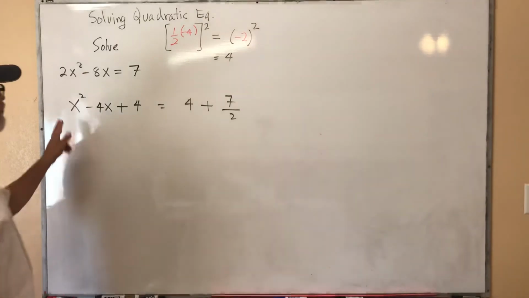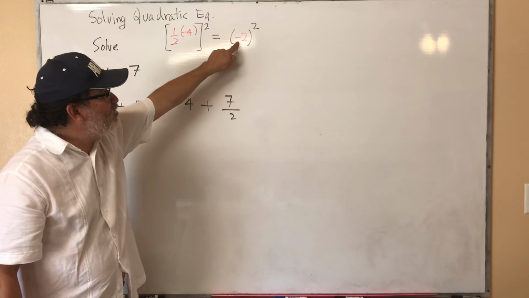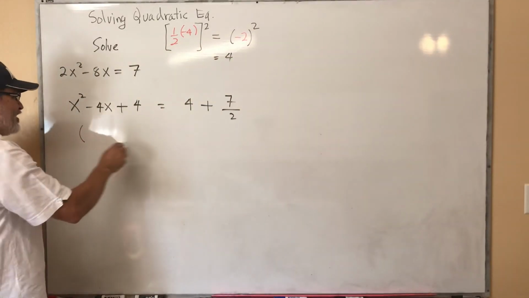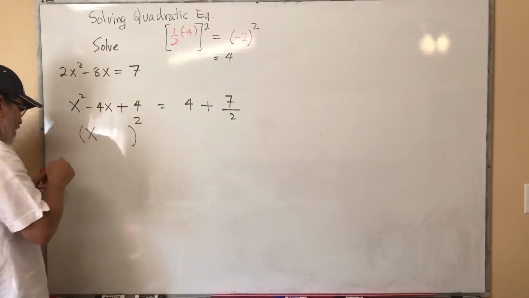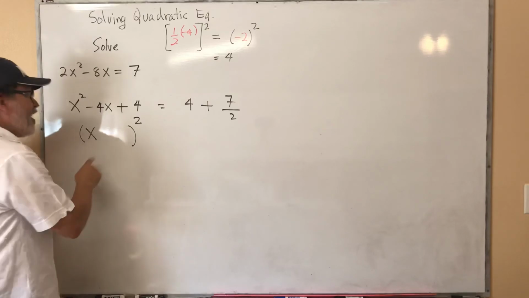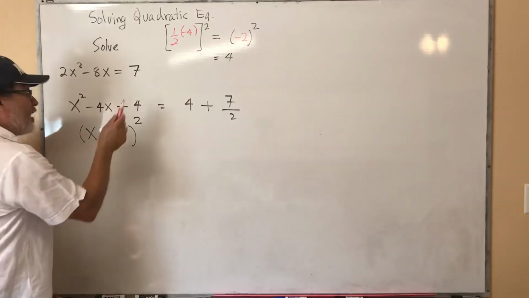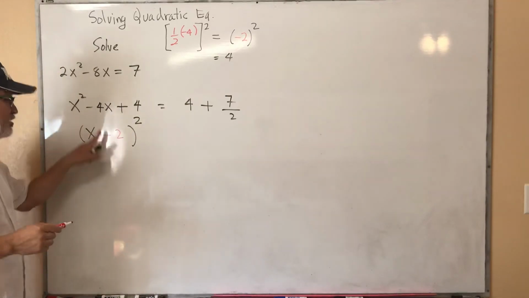Now, factor this. How do you factor this? I'm going to use this number that's highlighted. I'm going to say this is a binomial square. I'm going to write an x there. And now here, I'm going to write whatever's highlighted. What's highlighted is -2, believe it or not. Square this, and you're going to get that.